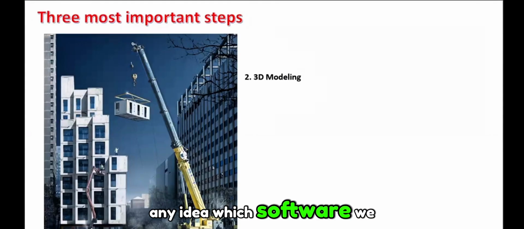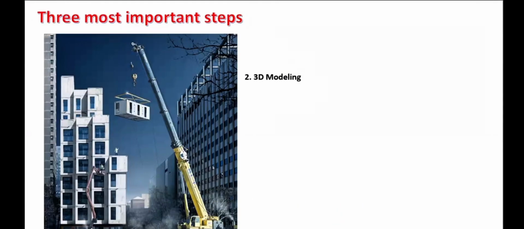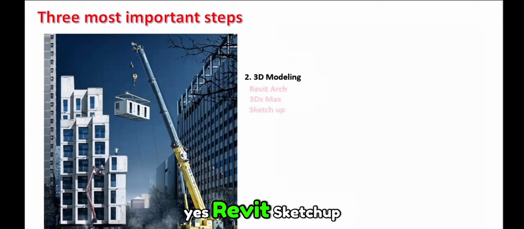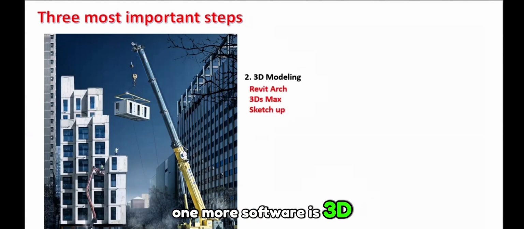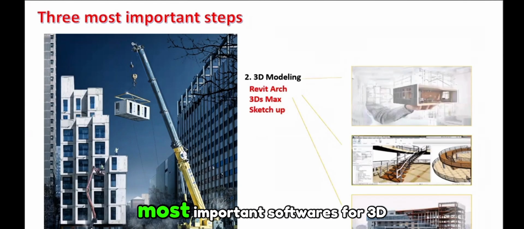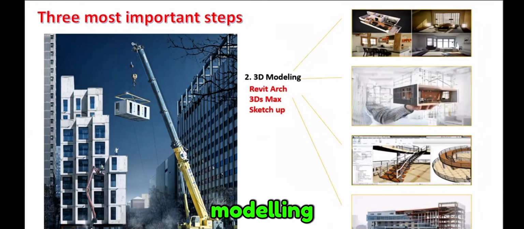Any idea which software we use for 3D modeling? So after creating a 2D, we convert it into 3D. Yes, Revit, SketchUp. One more software is 3ds Max. So these are the three most important softwares for 3D modeling.